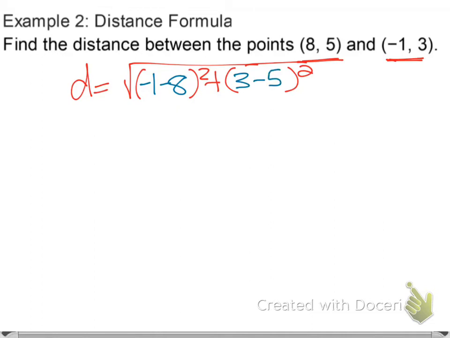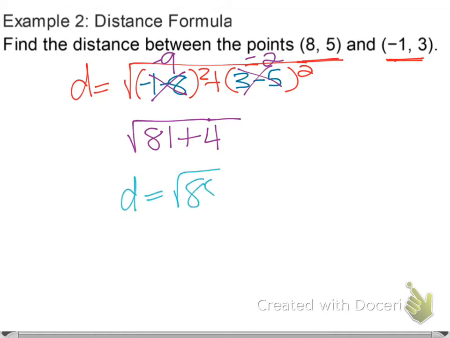And y'all, at any point, if I'm going too fast here, just pause your video, catch up, and then press play again. What I normally do here is simplify this a little bit at a time. So -1 minus 8, that's -9. And if I square -9, that's 81. That number should always be positive, because no matter what you square, it's going to be positive. Then I have 3 minus 5 is -2, and -2 squared would be 4. And so if I simplify that, my distance would be the square root of 85.